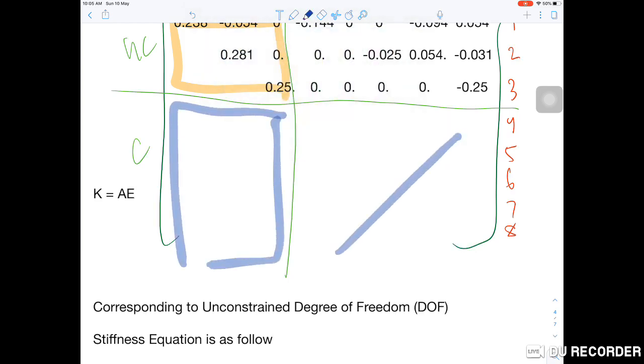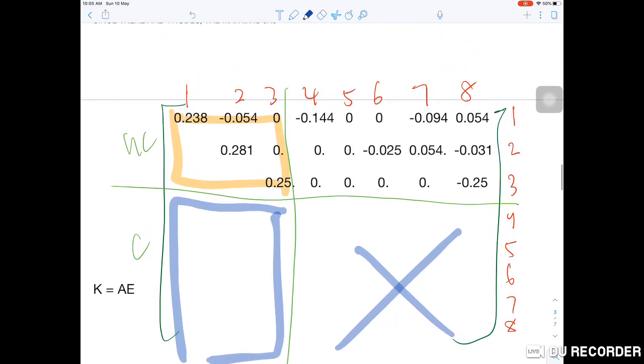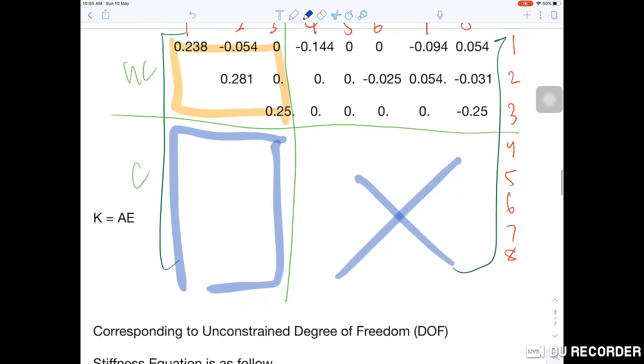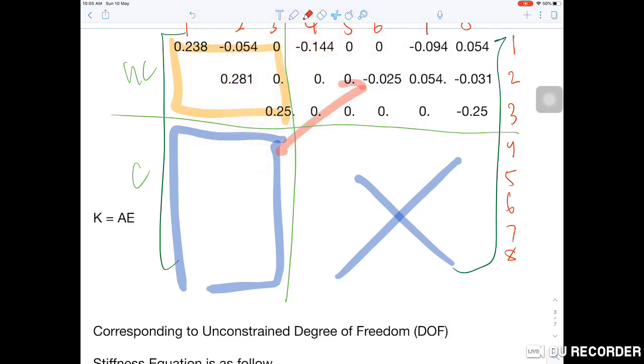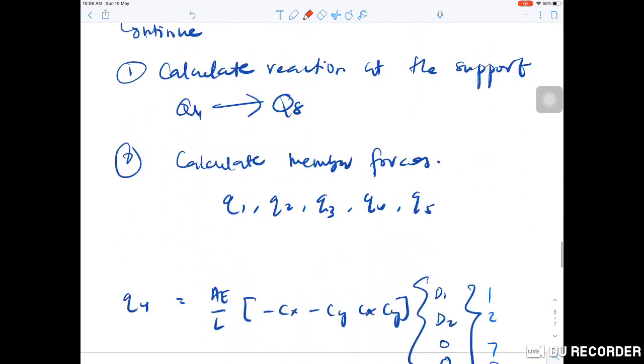This part is not needed, because the value is multiplied with 0. We can focus only on this, and this is equal to this.